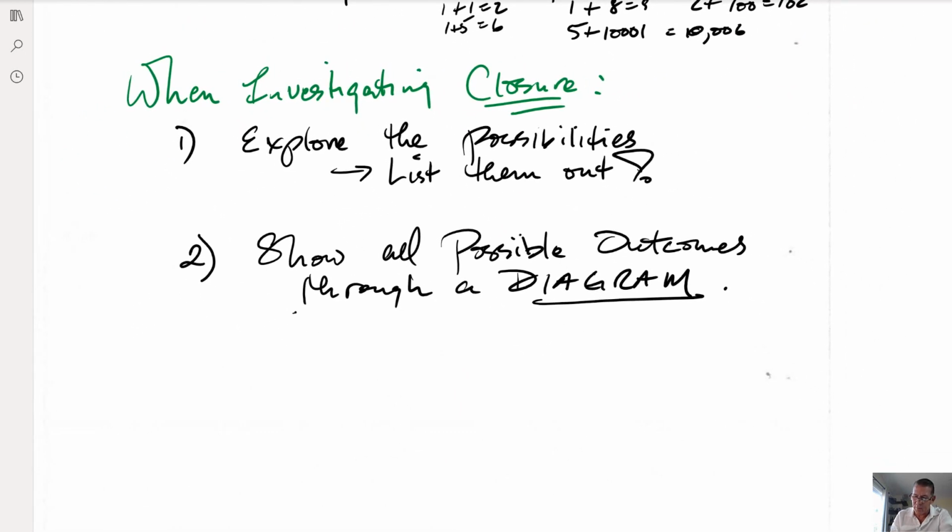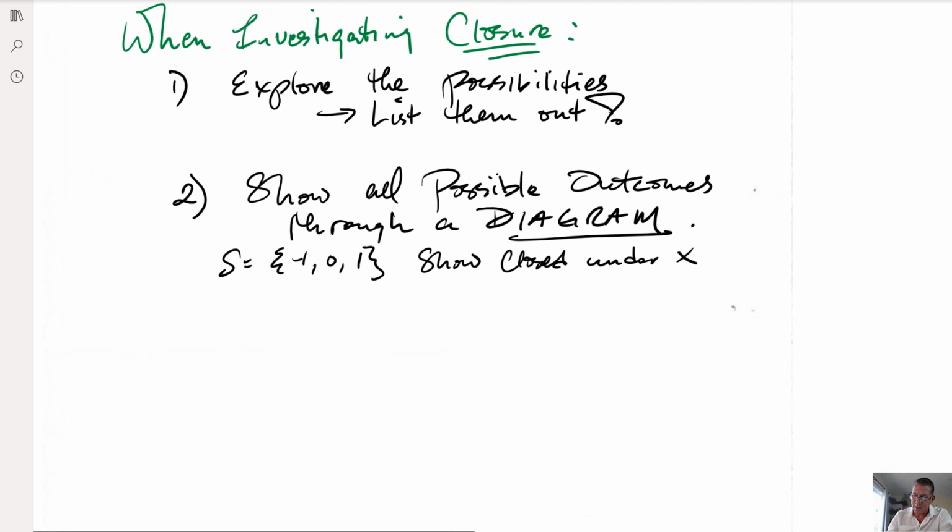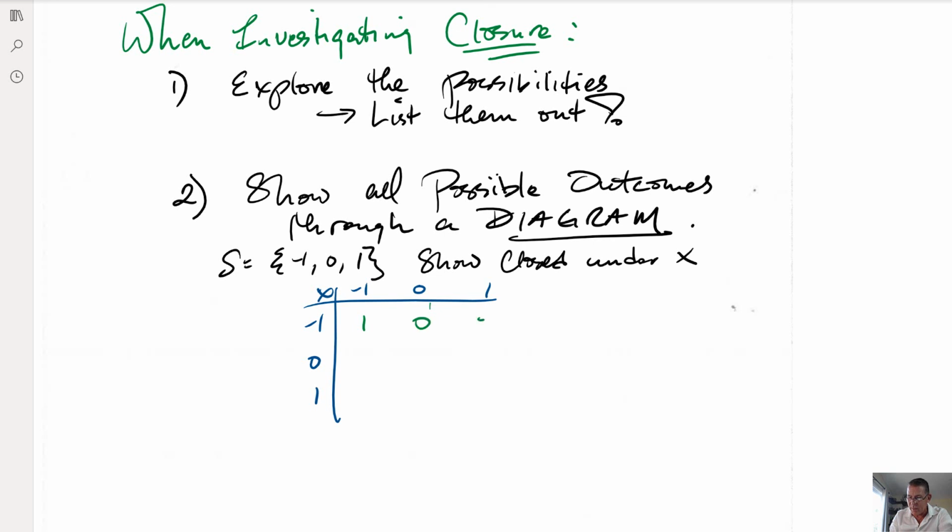I'm just going to refresh your memory. If you have -1, 0, and 1 as your set, and you want to show it closed under multiplication, all you have to do is draw a simple little diagram. I'm going to put a times sign here and put the elements up top, and fill in the possibilities. -1 times -1 is 1. -1 times 0 is 0. -1 times 1 is -1.